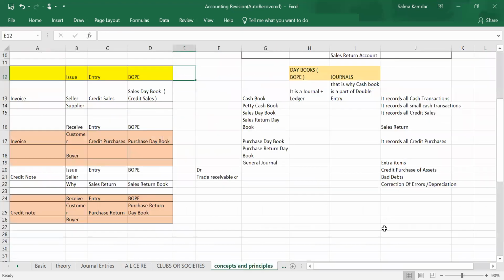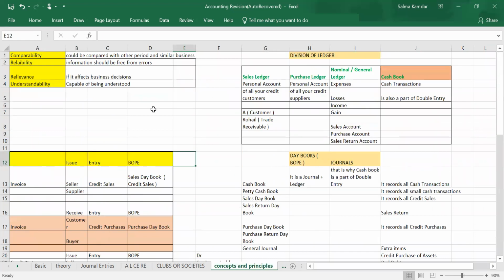Yes. Let's go to accounting concepts and principles. First, we're talking about accounting principles. So, what are the 4 accounting principles? Comparability, reliability, relevance, and understandability. What comes in comparability? You can compare it with another period or with other businesses. So when you are comparing your financial statements with other people's financial statements, or your 1 year income statement with another year's income statement, you're using comparability.